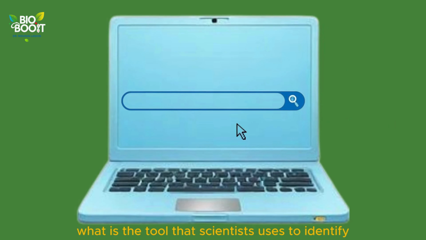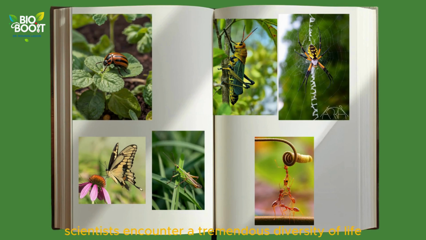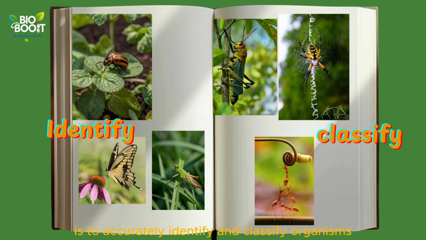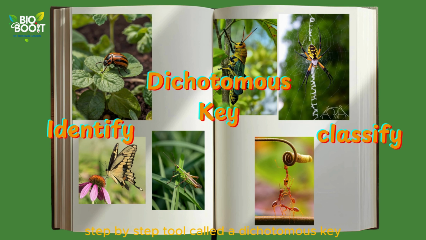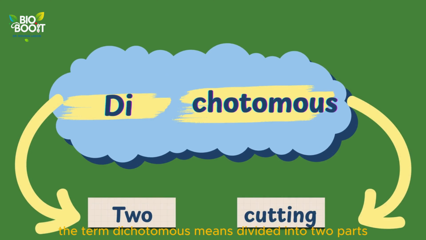What is the tool that scientists use to identify species? Scientists encounter a tremendous diversity of life. A fundamental task in biology is to accurately identify and classify organisms. But with so many species, how do we begin? We use a logical, step-by-step tool called a dichotomous key. The term dichotomous means divided into two parts.